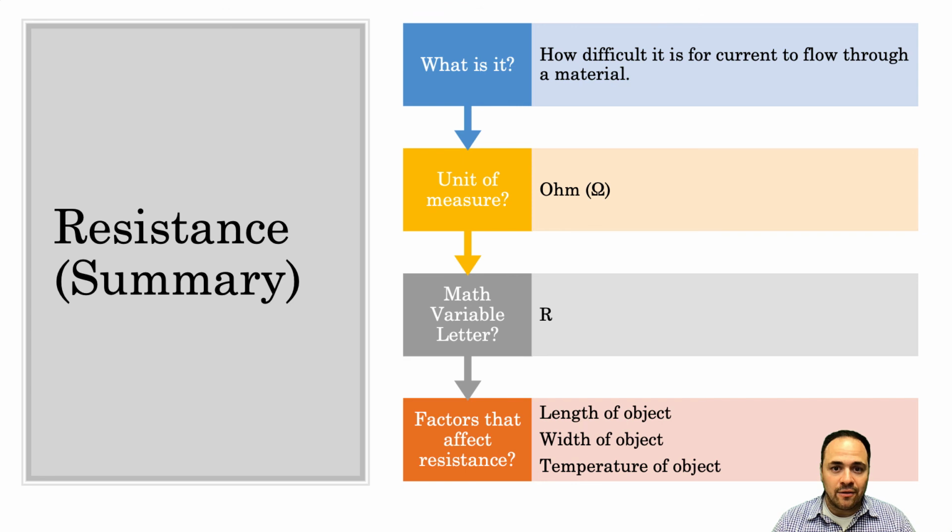So a quick summary of resistance. What is it? It's basically telling us how difficult it is for current to flow through a material. We measure it in units of ohms, represented by an uppercase Greek omega. The math letter that we use, or the variable letter that we use in formulas, is the uppercase R. And the factors that affect resistance are the length of the object, the width of the object, and the temperature of the object. If you have any further questions on resistance, please don't hesitate to ask.